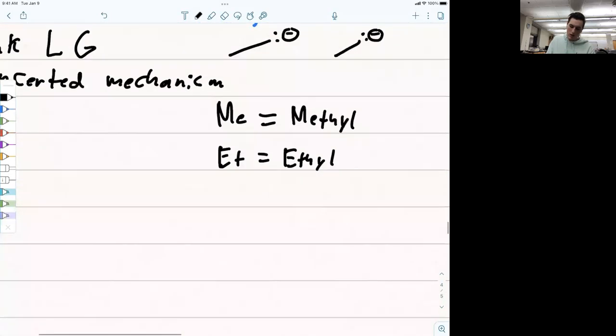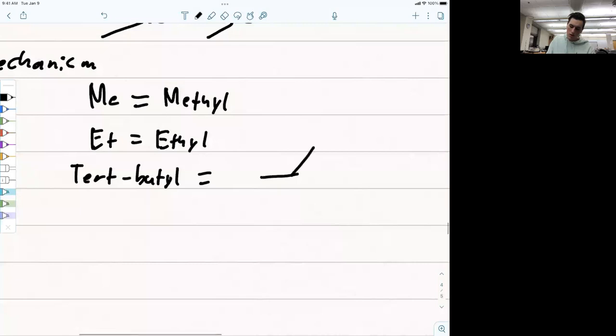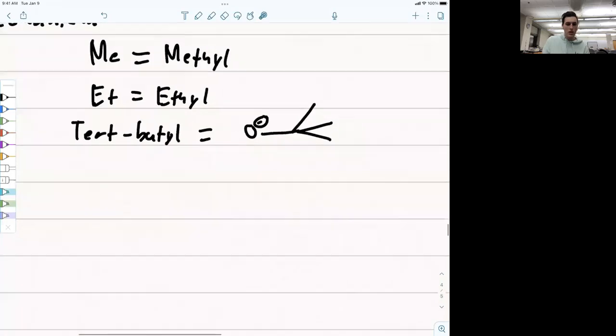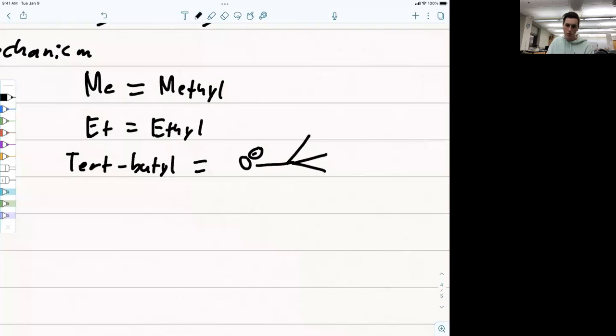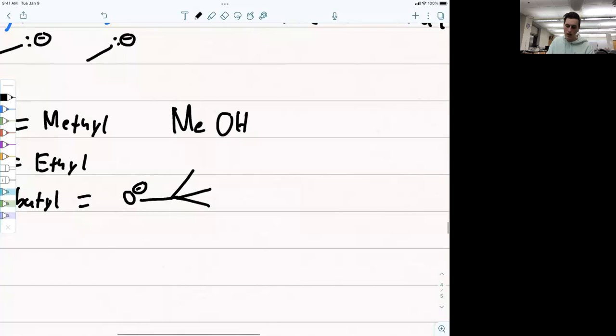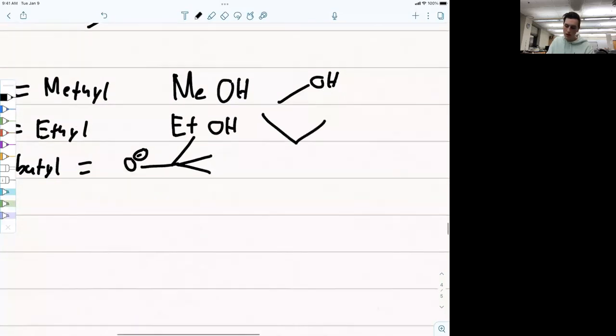Another one you'll see is tert-butyl, which is this. And on the other side could be anything. It could be O minus. That's a really good nucleophile. That's something you could see. But tert-butyl is just this group. So for instance, a way you could see that is MeOH. It's methoxide. It would be this. EtOH is ethoxide, like this.